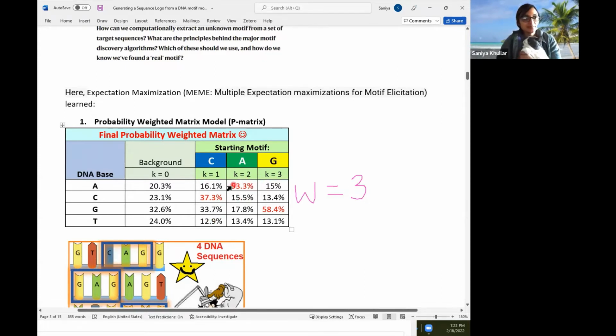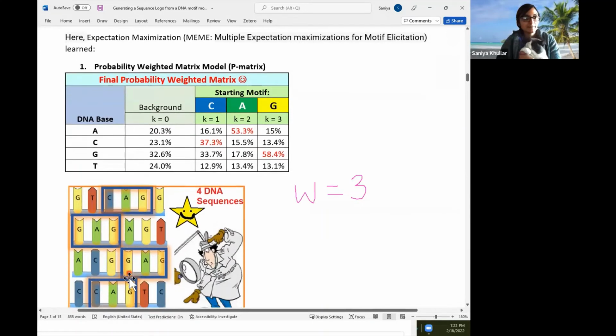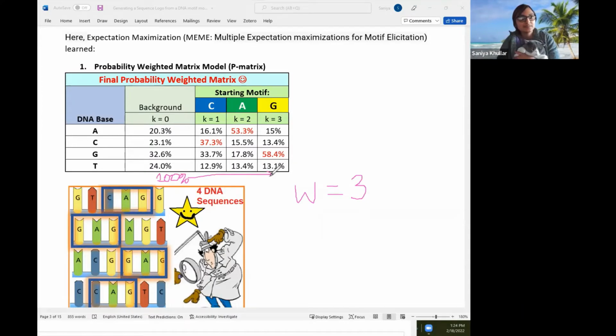So in the second position of the motif, we have a 53.3% chance of an A being in the second position of the motif. So it's the highest for an A. And lastly, we had the highest probability for the G out of all of these. These all have to sum up to 1, as we saw. For all of these here, 100%, 100%, 100%, 100%. And the highest probability was for G being in the last position of the motif. It was 58.4% probability of a G being in the third and last position of the motif. The second highest was for A, so 15% chance of an A being in the last position of the motif.